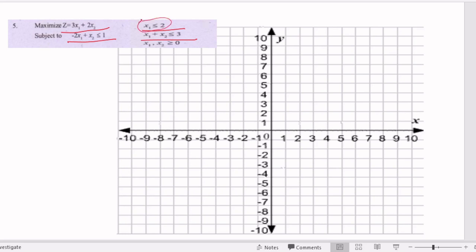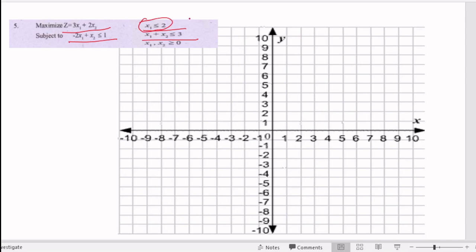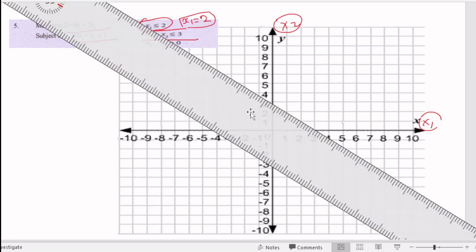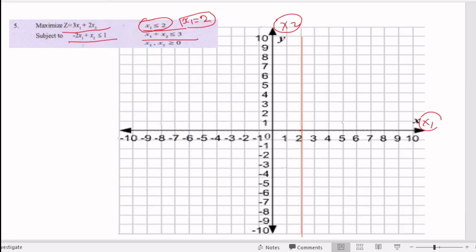First one is very simple. This is x1 less than or equal to 2, which means x1 is equal to 2. This line you have to draw. When I say x1 is equal to 2, with x1 on the x-axis and x2 on the y-axis, it will be a straight line parallel to x2, that is the y-axis. Let's draw it using the scale. So the first line is done. The name of this line is x1 equal to 2.